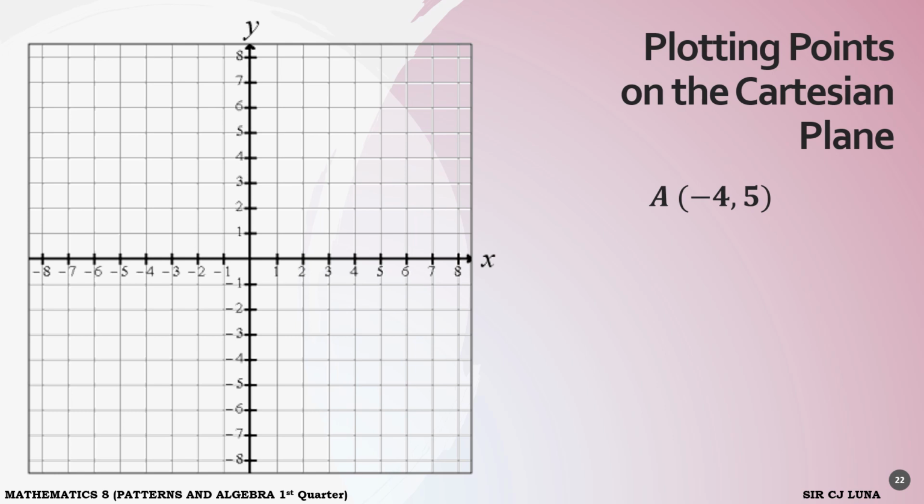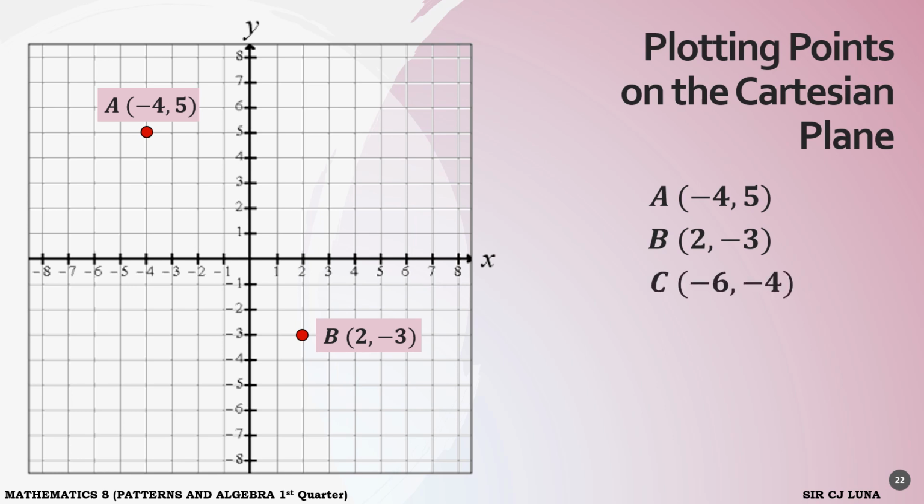Let's have some more exercises. Let's say we have point A with coordinates negative 4, positive 5. We will plot it on the Cartesian plane. Negative 4, 5 means we will move from the origin 4 units to the left and 5 units upward. And that is now our point A. Next is point B, 2, negative 3. That means from the origin, we will move 2 units to the right and 3 units downward. So our point B is in quadrant 4.